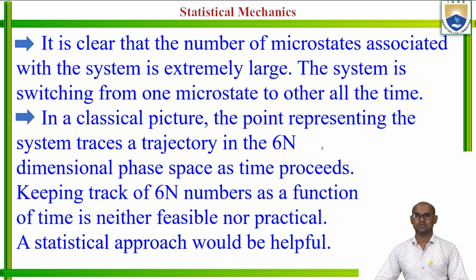In a classical picture, the point representing the system traces a trajectory in the phase space with time. We represent this gas at any time t by a microstate. The molecules of the gas are moving, so the microstates are also changing with time. We represent this gas in classical mechanics by a point in phase space, and as time proceeds, this point traces a trajectory.